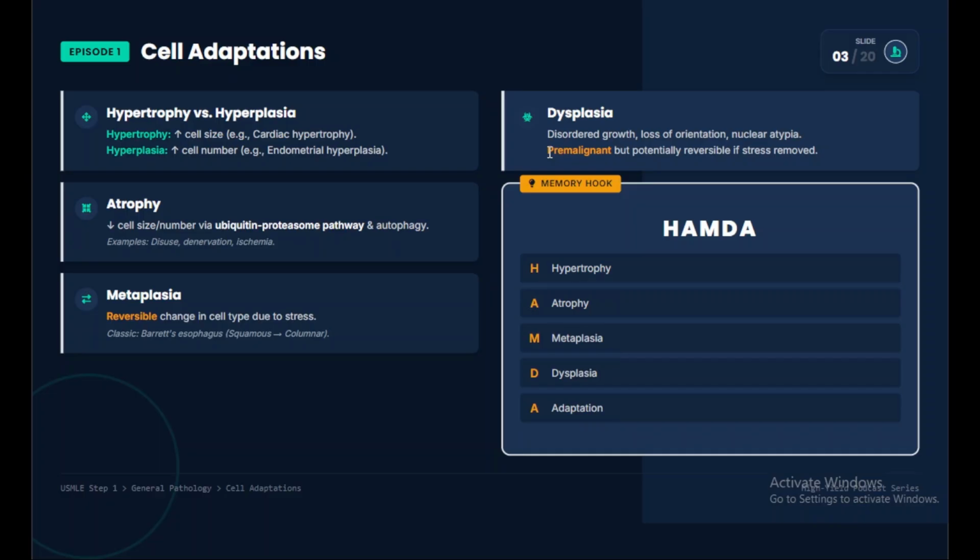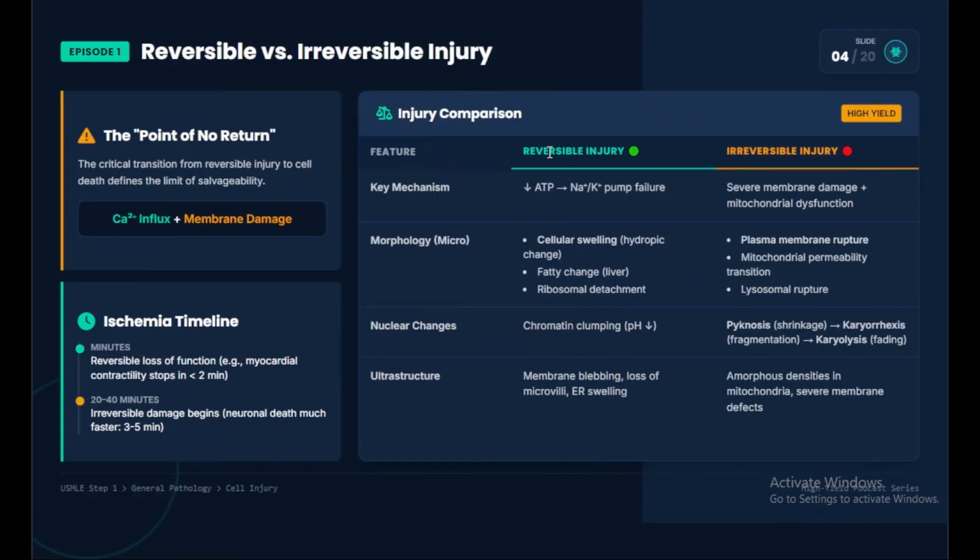Keep this in mind. A quick recap would be HAMDA: hypertrophy, increase in cell size; atrophy, decrease in cell size; metaplasia, one cell type is replaced by another; dysplasia, disordered pre-malignant growth; and adaptation means the overall survival response, which we have been discussing here. So remember, the cell first adapts. If the adaptation fails, injury begins, and that is where the next major topic starts, which is reversible versus irreversible injury. All right.